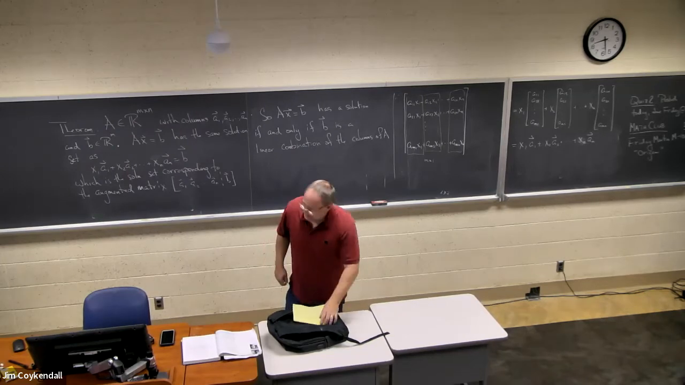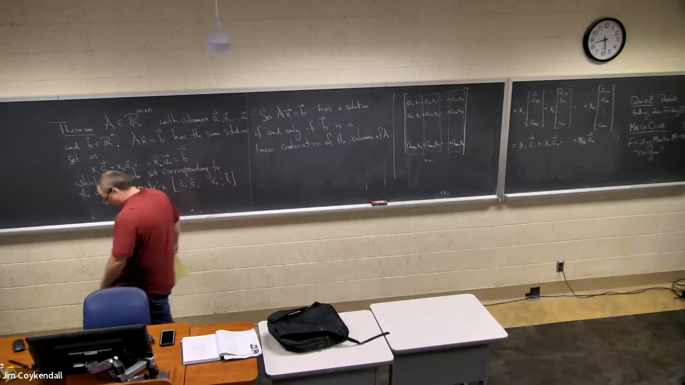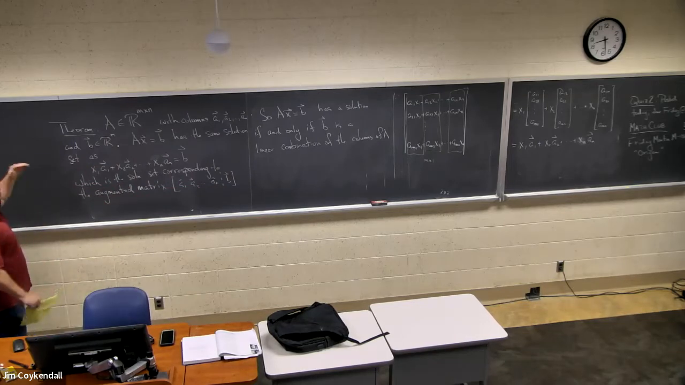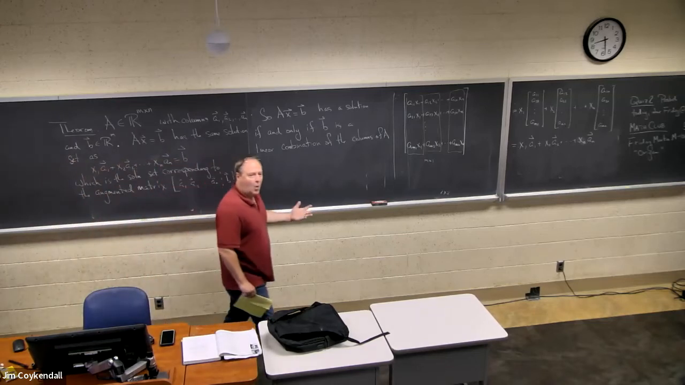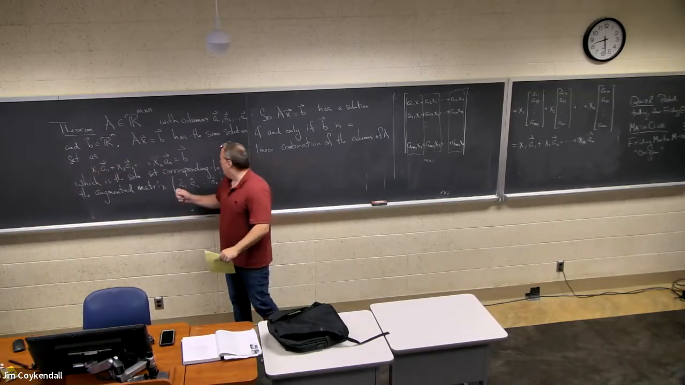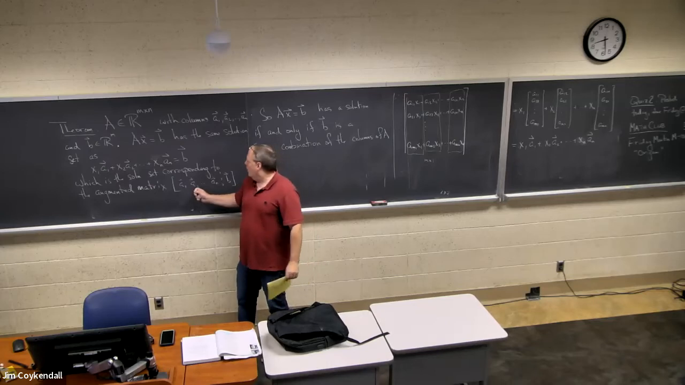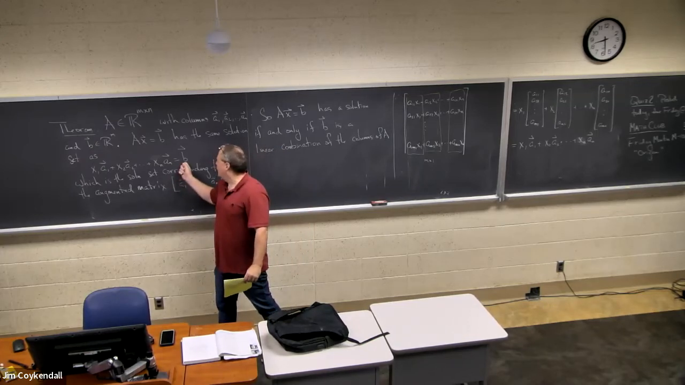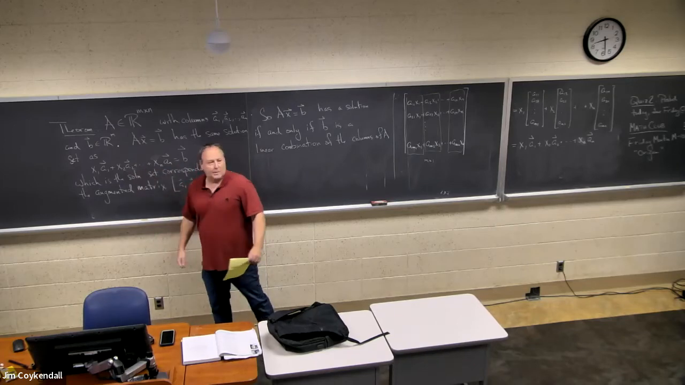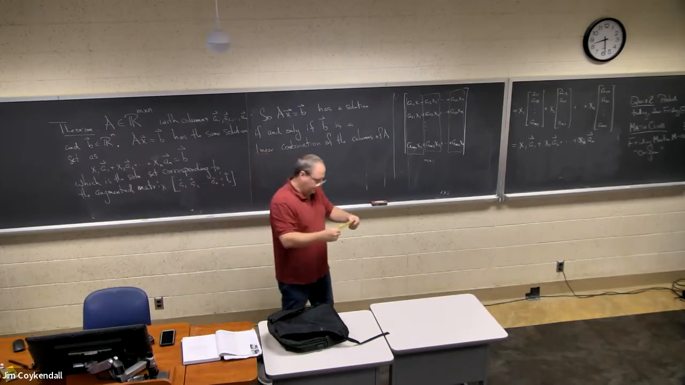Making these kinds of connections is going to be important as we move forward with the theory. A system of linear equations corresponds to an augmented matrix. What does it mean for this augmented matrix to have a consistent solution? It means that this B vector is a linear combination of the columns.